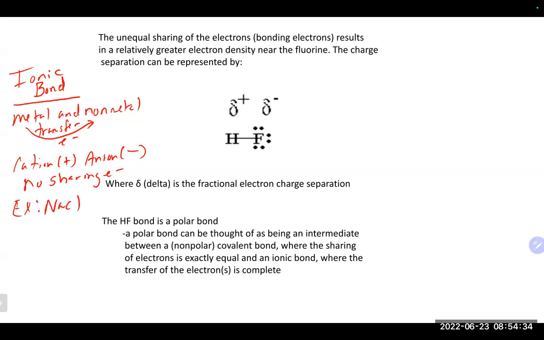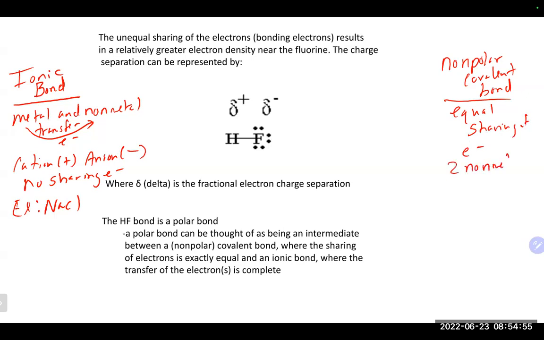On the other end of this stream, we have a nonpolar covalent bond, where we have equal sharing of electrons. And that is between two nonmetals. An example of that would be something like the F2 or the H2 that we saw there.